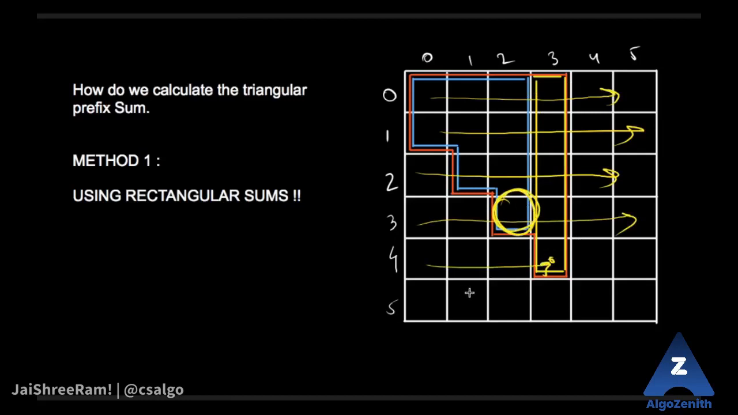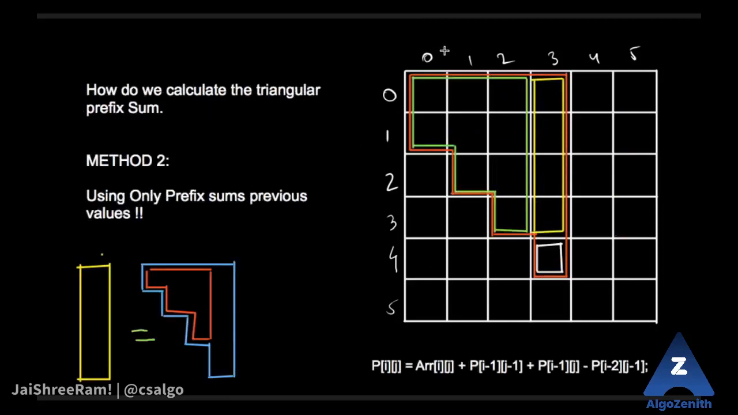We can use rectangular sums, and to find rectangular sums you can easily use prefix sums of rectangles. We already know how to find the sum of a rectangle in any 2D array. So we can use that technique to build a prefix sum before even computing this one. So we keep a rectangular prefix sum beforehand to compute this value. This is one method that you can use. The other way is you can even use triangular prefix sums alone to calculate all the values.